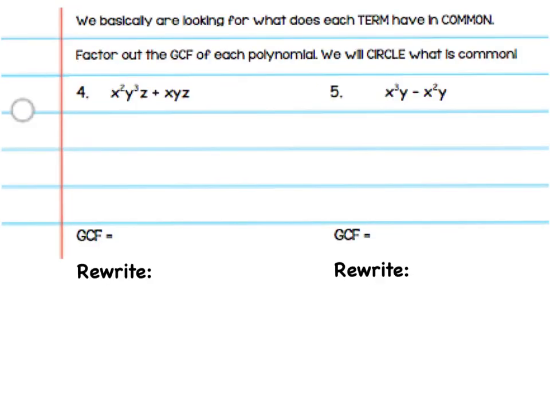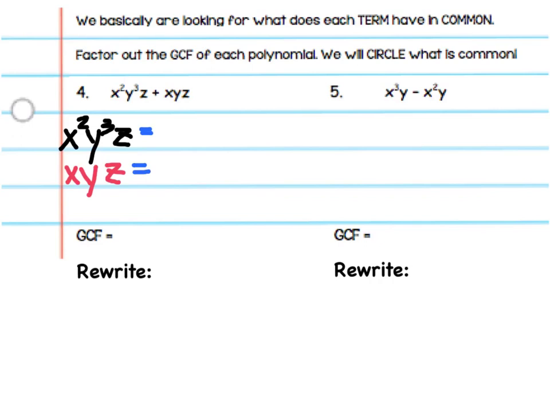So we basically are looking for what each term has in common. Okay, so remember a term is basically a monomial. So we're looking to see what they have in common. So we're going to factor out the GCF of each polynomial. We're basically going to circle what they have in common. So let's see, the first term I have is x squared y cubed z. And the second term is xyz. Notice I know the difference between the two terms because they're separated by that plus sign.